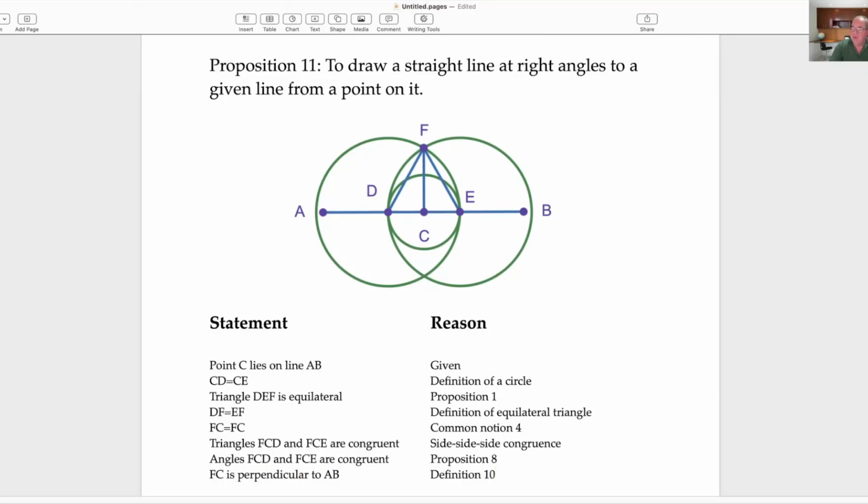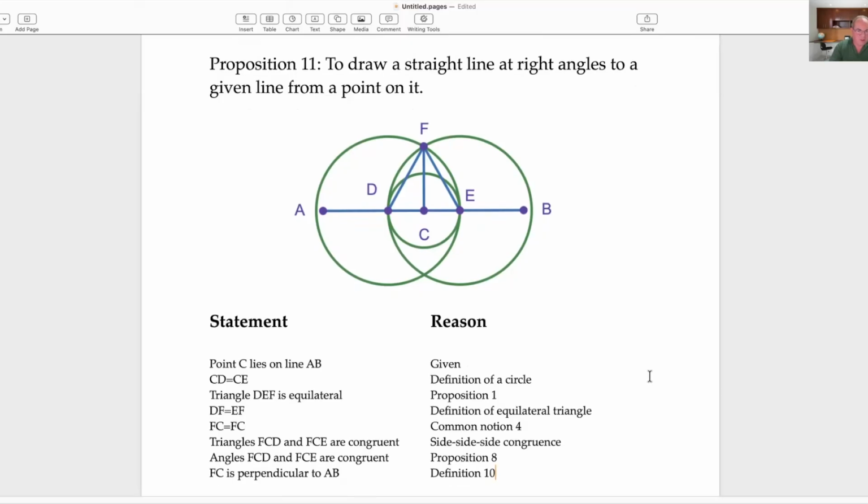For that, we're going to use definition number 10, which is kind of wordy. Definition number 10 says, when a straight line standing on a straight line, as FC does to AB, makes adjacent angles equal to another, as we saw that FCD and FCE are adjacent and congruent, each of the angles is a right angle, and the straight line standing on the other is called a perpendicular to that on which it stands. So we've been able to construct this perpendicular FC through the point C, which is on line AB.